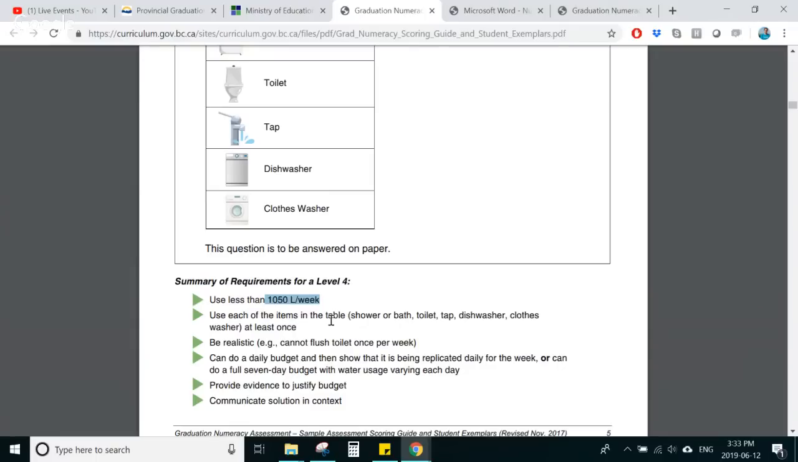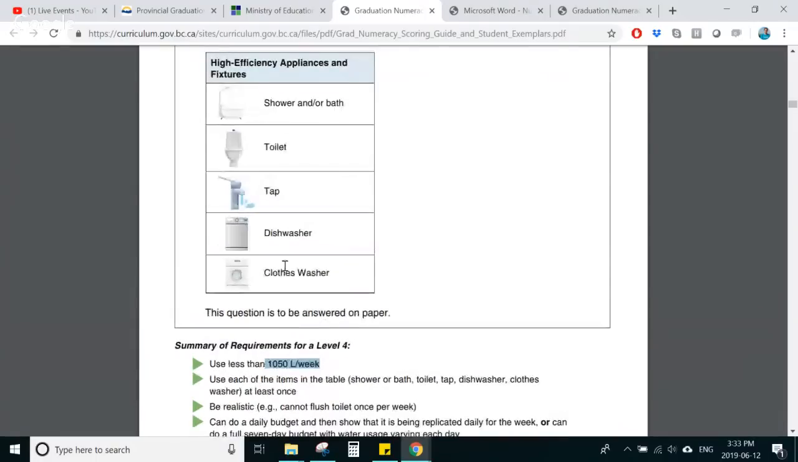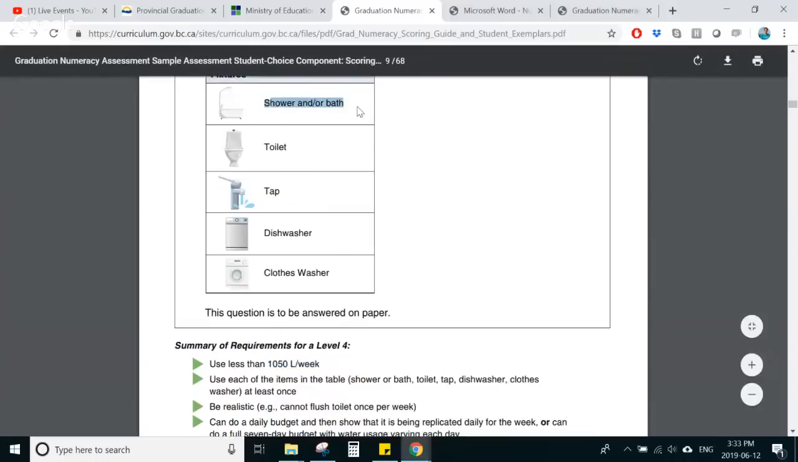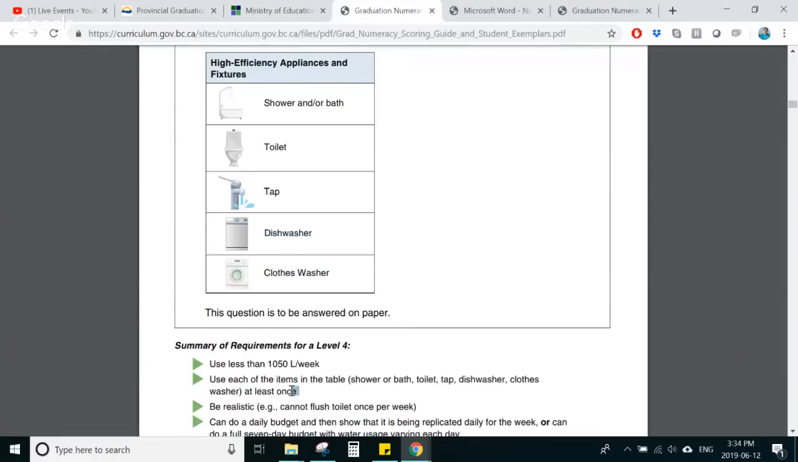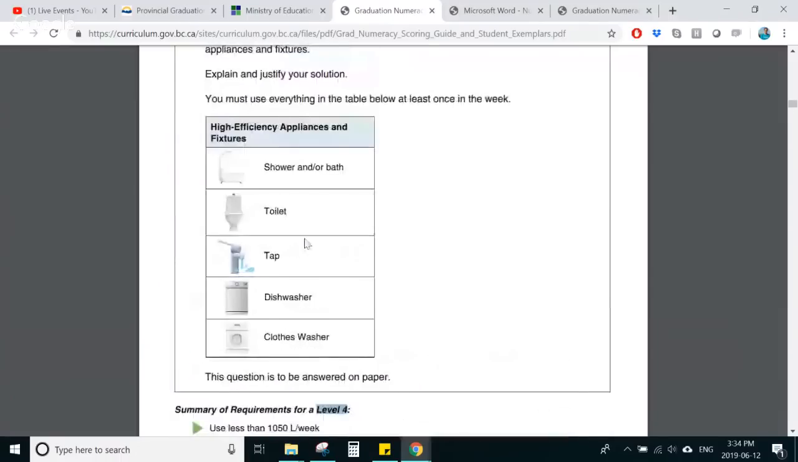Use each of the items in the table at least once. So did you shower at least once during the week? Did you use the toilet? Did you use the tap? Did you use the dishwasher? Did you use the clothes washer? If you said, I'm not going to use the dishwasher anymore, that would not satisfy the constraint. You haven't addressed the problem, and you could not get a 4 out of 4, okay, because you've missed one of those critical components of this question.